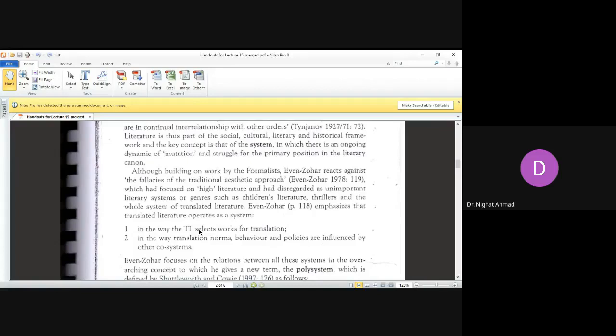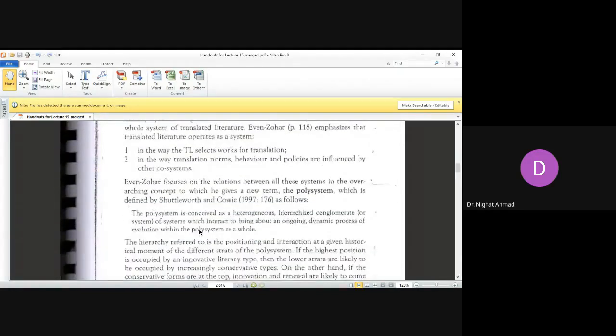Another important point is that for anything which is translation, you look at translation norms, you look at the behavior, you look at the policies which are influenced. So you look at the way these translation norms are taking place, what behavior is going on, and what policies were influenced by the other core system. So even Even-Zohar focuses on the relations between all these systems in the overarching concept to which he gives the new term, the polysystem.